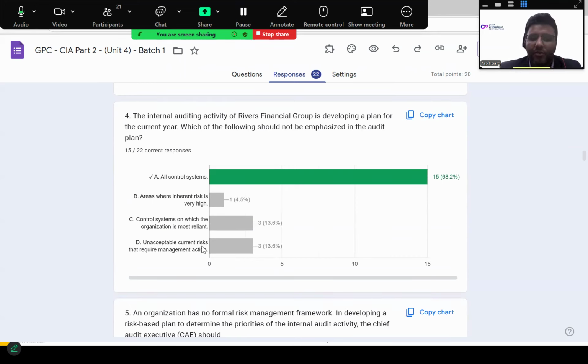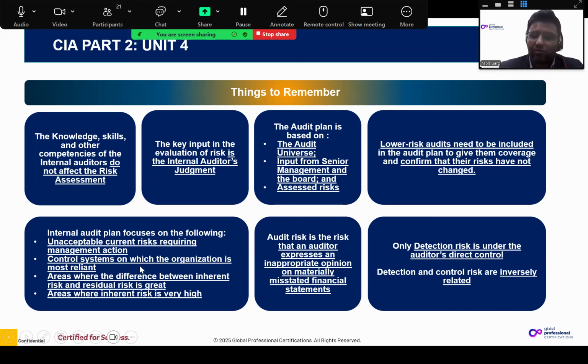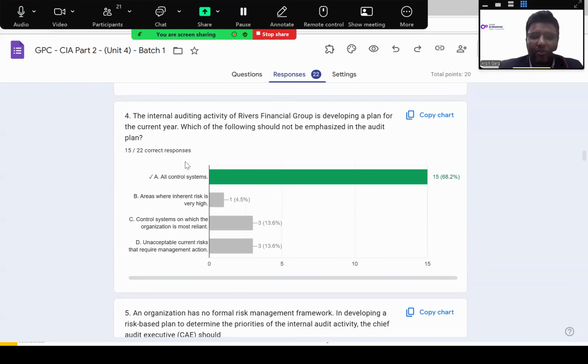Unacceptable current risk requiring management action, control systems on which the organization is most reliant, areas where the difference between inherent risk and residual risk is great, areas where inherent risk is very high, right? All right, great. People, here we are talking about which of the following should not be emphasized. Areas where inherent risk is very high, you will focus. Control systems on which the organization is most reliant, you will focus. Unacceptable current risks that require management action, you will focus. In the audit plan, you may not focus on all control systems because it depends on the assessed risk, right? When you are preparing your audit plan, you should look at your risk universe. That is fine, but in your audit plan you will not be focusing on all your control systems. Is that clear now? Yes?